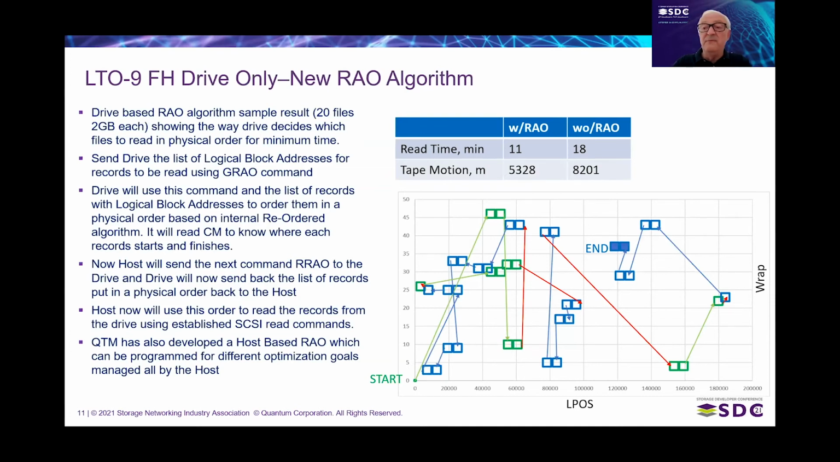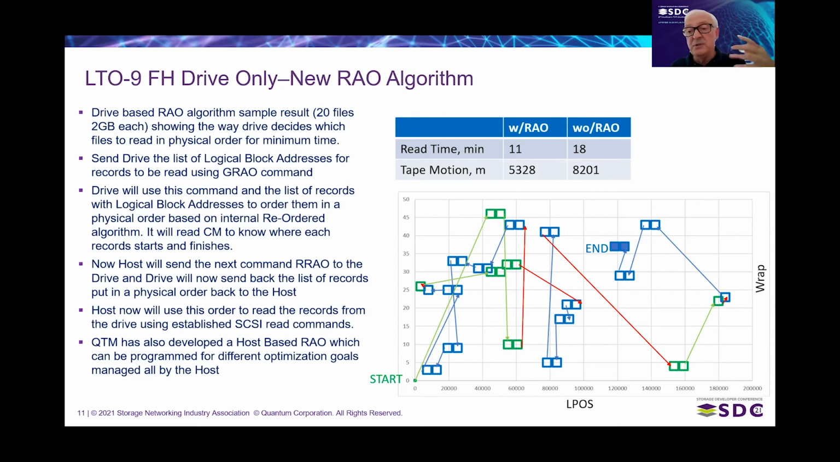One of the very interesting features is the RAO algorithm, aka Quantum calls this reordered read. You send a batch of files, excellent for object store. If you send a batch of files, the drive will look at the logical order and find out where those files are located on tape, wrap number, and LPOS location from beginning to end, physical location, and reshuffle them, order them based on an algorithm such as traveling salesman problem, and then gives you an ordered list. Now you use the ordered list to read your data. You get benefit, less time, less meters of tape motion, both win-win situations.